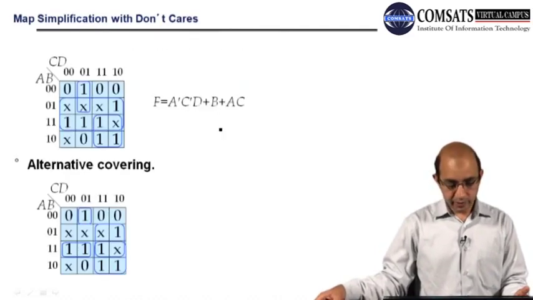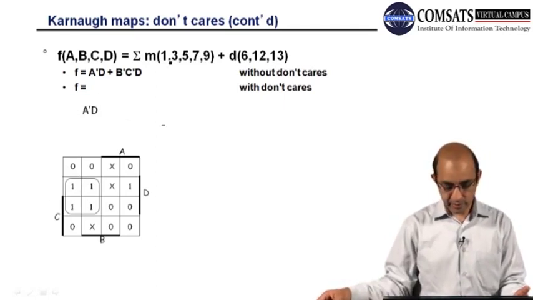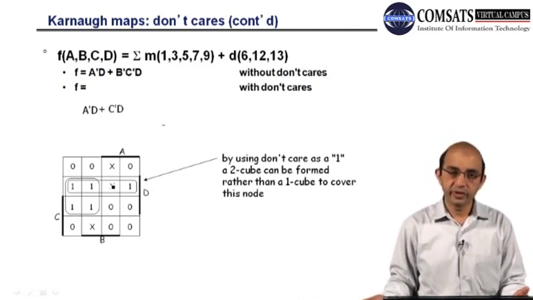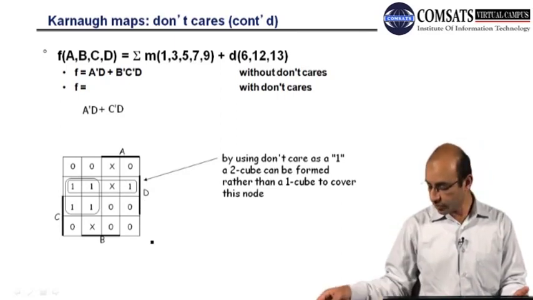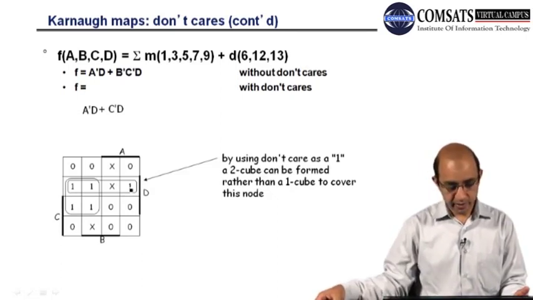Right. So this is a representation of how you can do the simplification without don't care, and this is the simplification with don't care. Now we have used this don't care and we consider this X as 1. If we did not use this don't care, we would have a much more complicated expression, but by using the don't care we have a simplified expression, right.